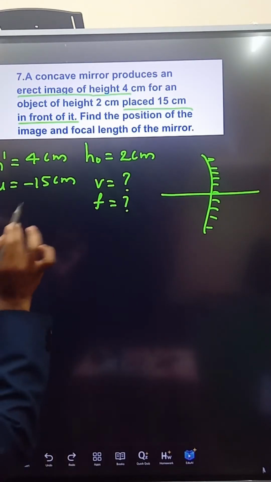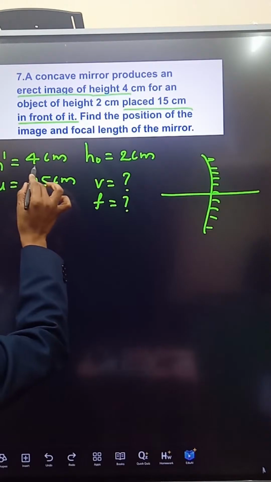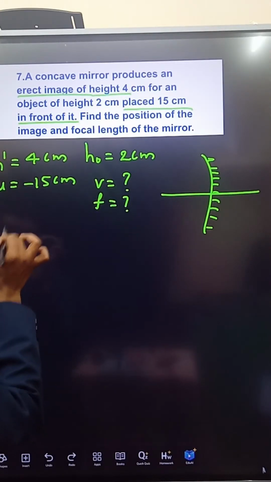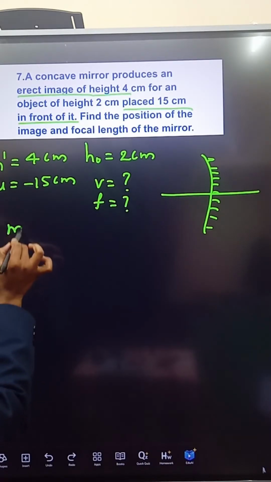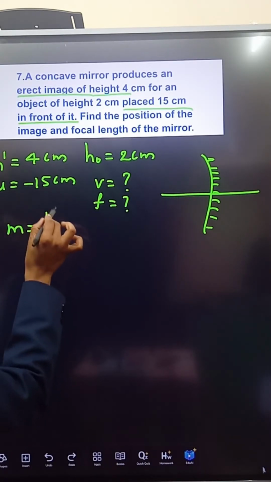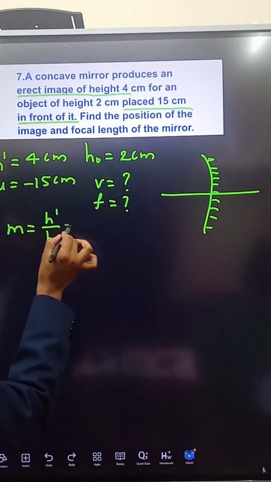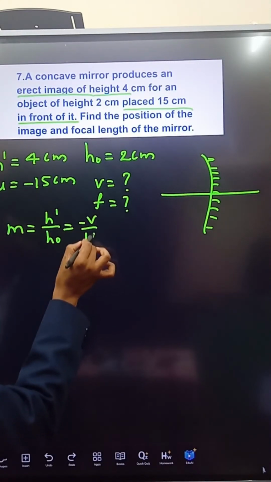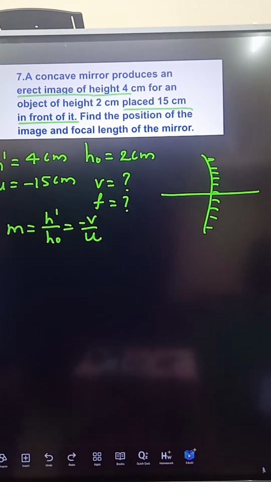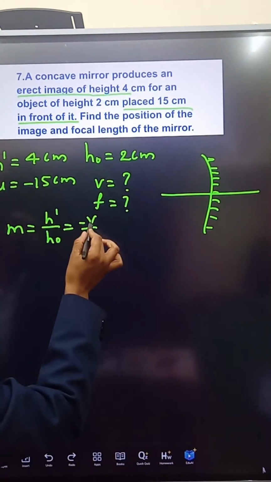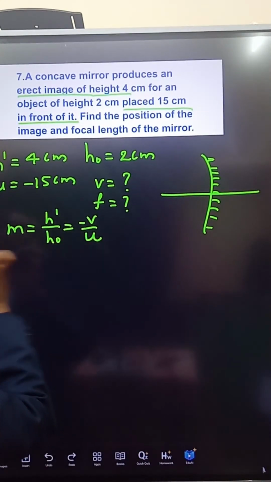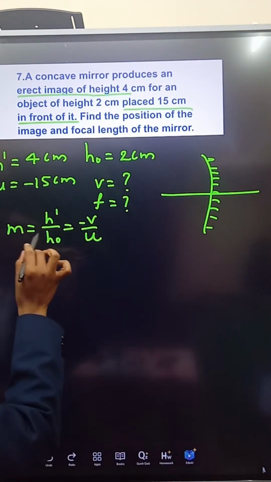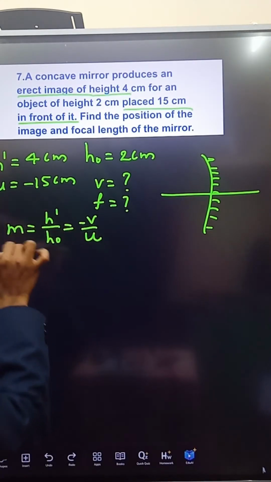Here, one hint they have already given. That is image height and object height, both they have given. So what can we find out? Magnification, because we know this relation: h dash by h naught is equal to minus v by u, right? We know this. Since they have already given this, v they have asked, m we don't know, and u is also already given, right? So you take this relation so that you will get m first.